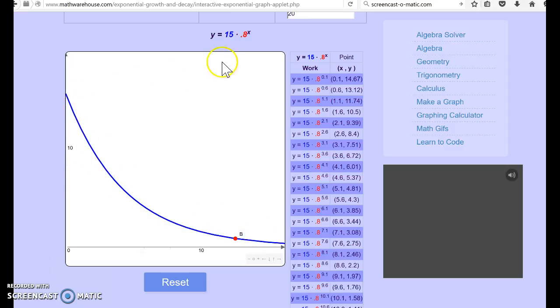function similar to this. We started with 15, and then it was 0.8, which means it's a decay because it's between 0 and 1. If it was greater than 1, it'd be exponential growth. So we were showing the exponential decay, but the more we did, the more the curve actually came out to a decay that looked like this.